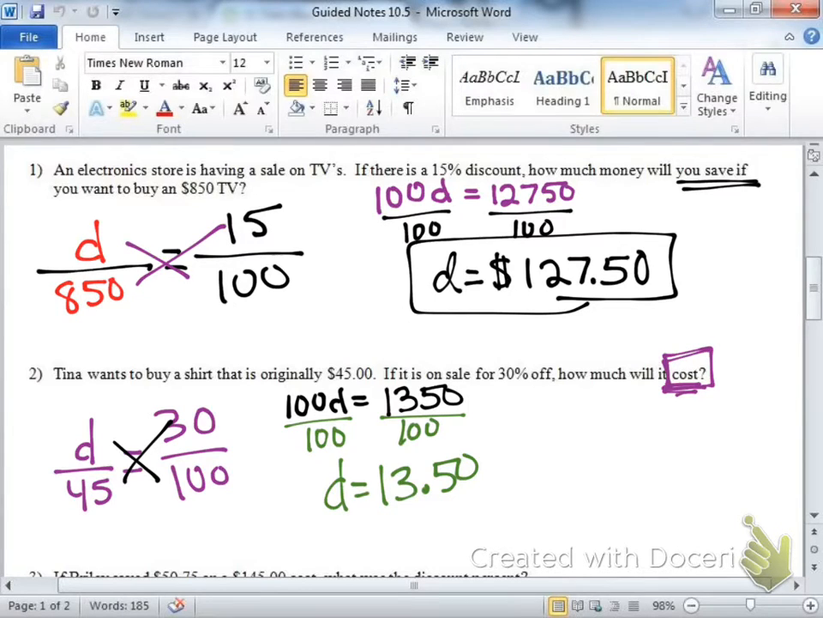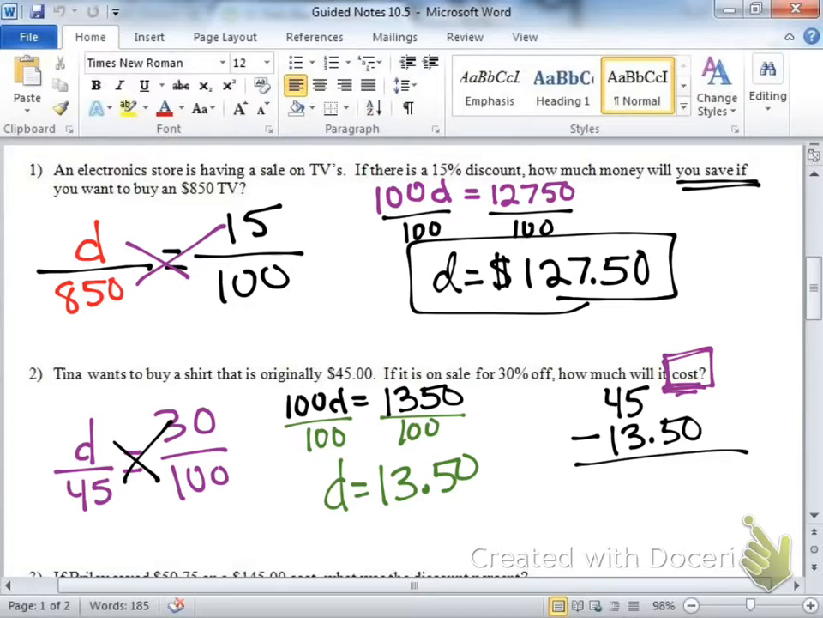No. They asked me to find the cost after the discount. How much is she actually going to pay for this shirt? So what should I do? 45.00 minus 13.50. Very good. You're going to subtract the discount from the original price. That will tell you how much she actually has to pay.